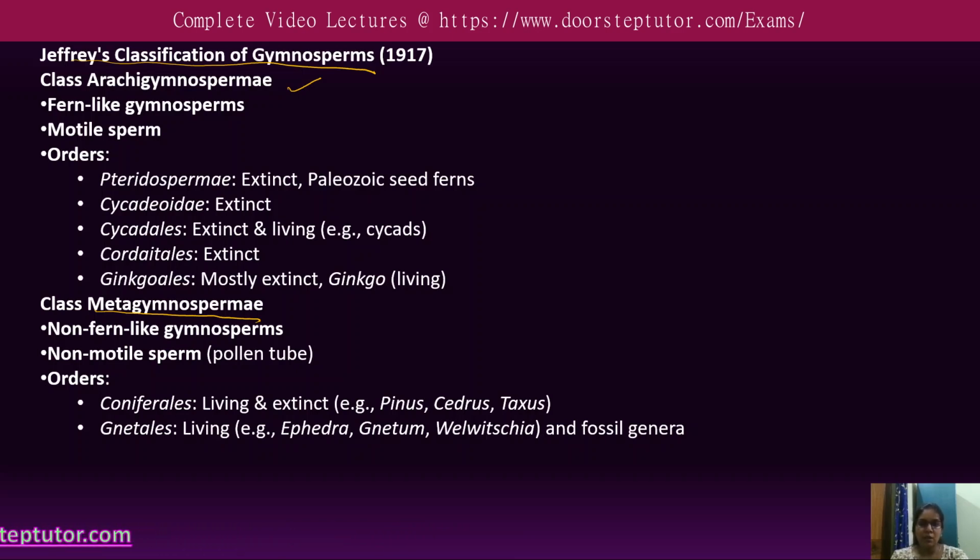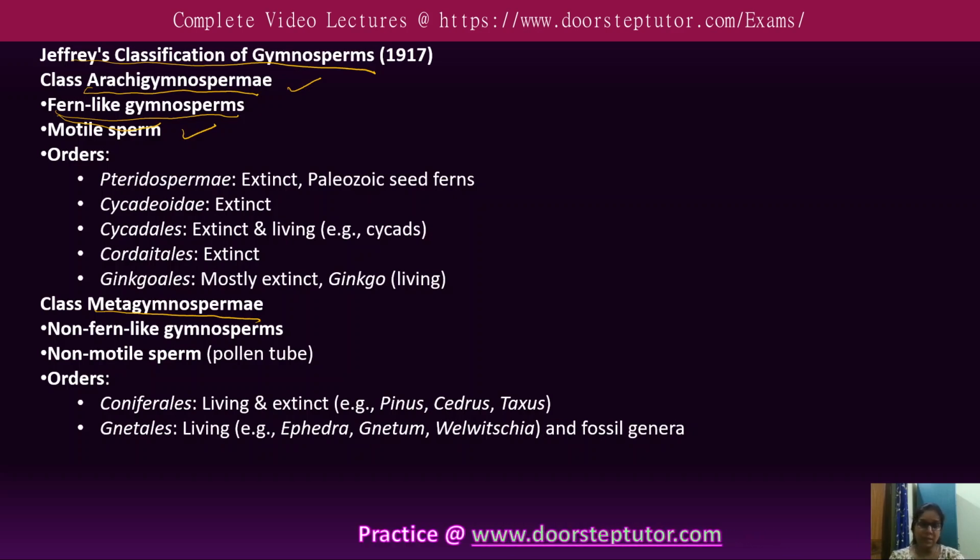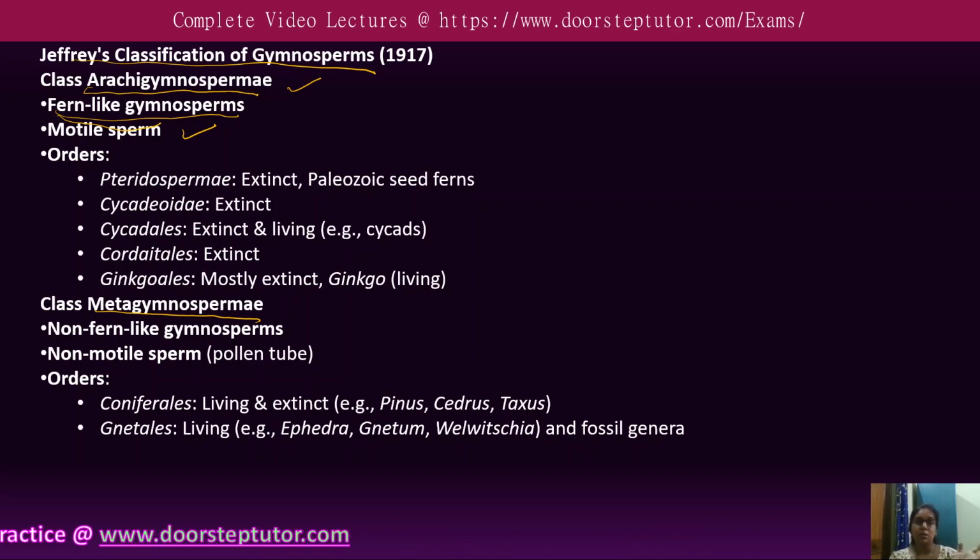So in the Archegymnospermi, these gymnosperms basically resemble the fern-like in their general appearance and their anatomy, and they have the motile sperm, so that means they can move, which is a feature they share with the fern. These are the several orders of this class. Okay, the Pteridospermi, the Cycadales, the Cordaitales, and the Ginkgoales.